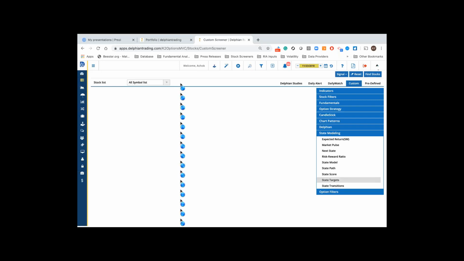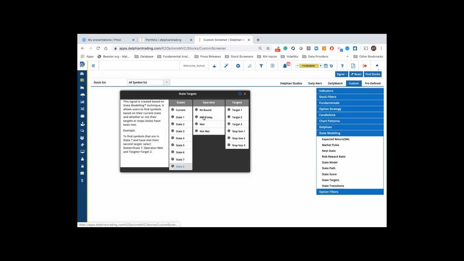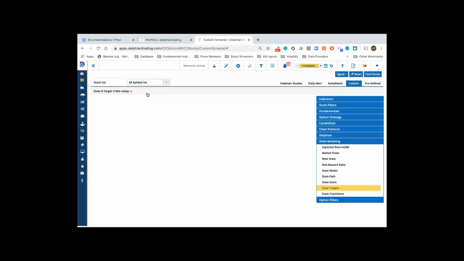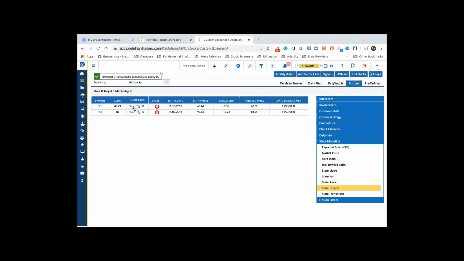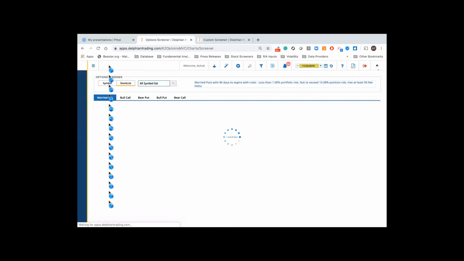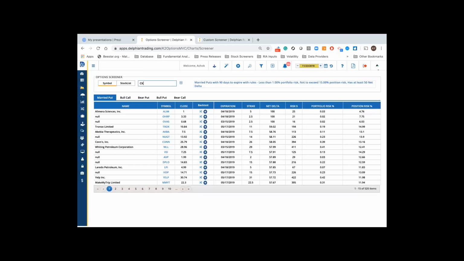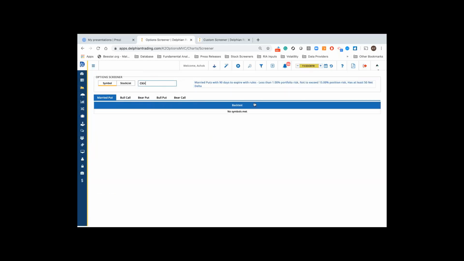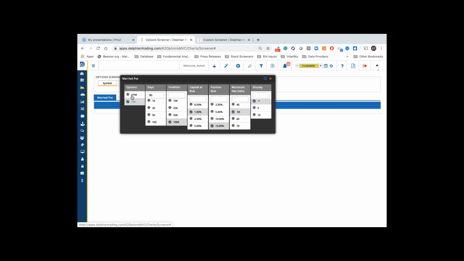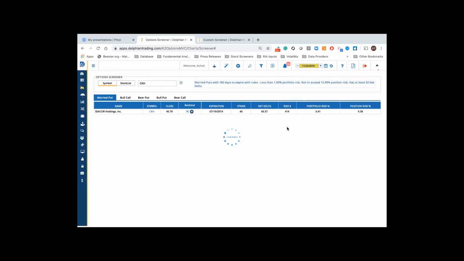So state targets, state 8 met today, target 3. Then I want to select oil stocks. Okay, I'll get to that. Here we have, so we went to this, we passed that, right? We came here. Options screener. Now we know CKH. Out of the money, 180 days, 100, 1%, 15%, 50, display 1.